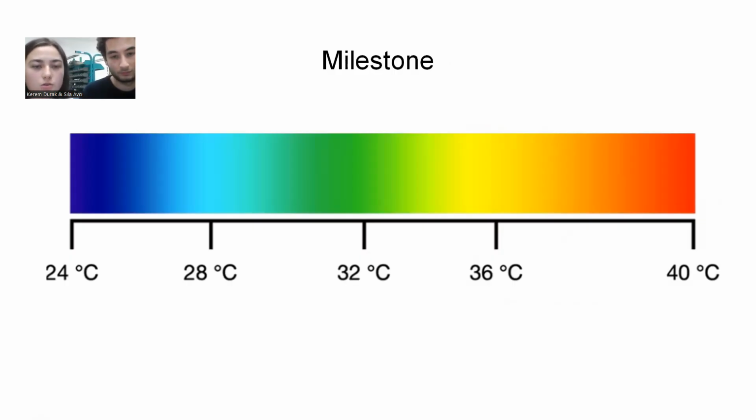So we decided to use two RGB LEDs to indicate the set and the ambient temperature. And the color on the RGB LED will cover the entire visible spectrum in a continuous manner. For example, here it will show blue at 24 degrees, red at 40 degrees, and green at 32 degrees, and below 24 degrees it will still show blue, and above 40 degrees it will still show red on the RGB, as required in the project description.